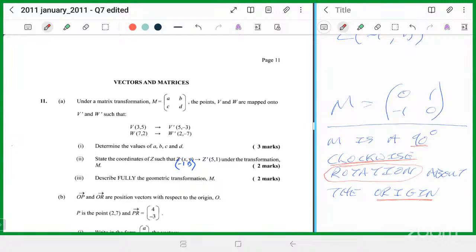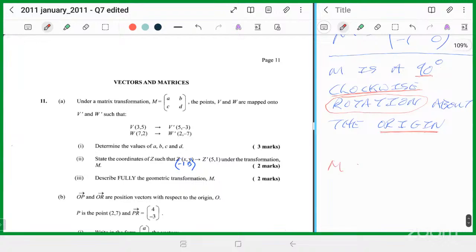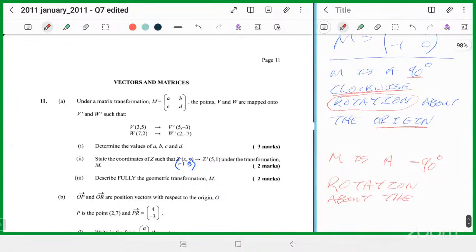Remember, clockwise rotation is negative rotation. So instead of saying clockwise rotation, you could say M is a negative 90 degree rotation about the origin. This negative is giving you the direction. If I put a negative here, you're saying it's clockwise. Clockwise rotation is negative rotation. Anti-clockwise rotation is positive. I tell you every day.